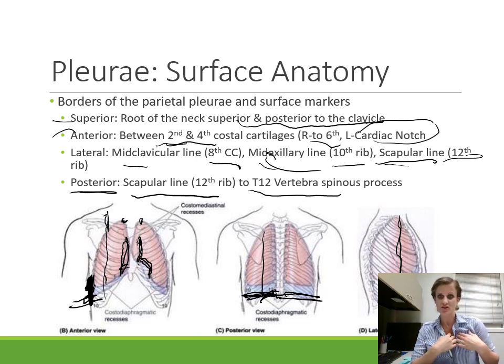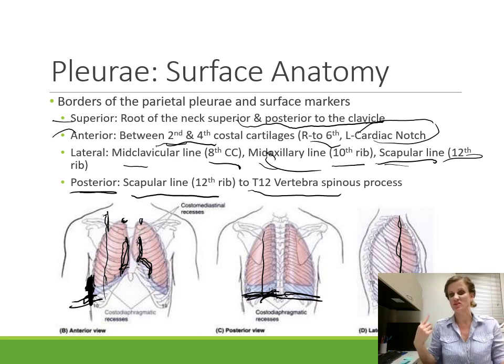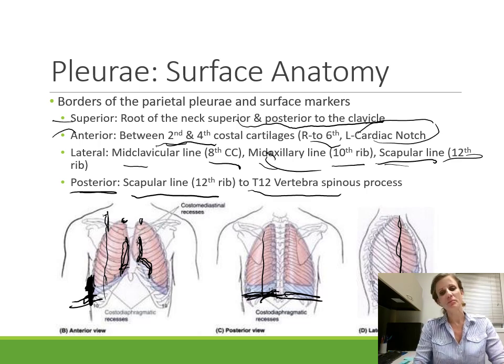Palpate on yourself and draw it, right? See if you can draw each of the areas and kind of trace the outline of the pleural cavity. You might look funny next time you go to the beach with the lines all over you, but it'll be helpful.